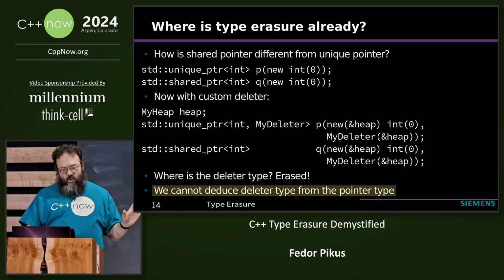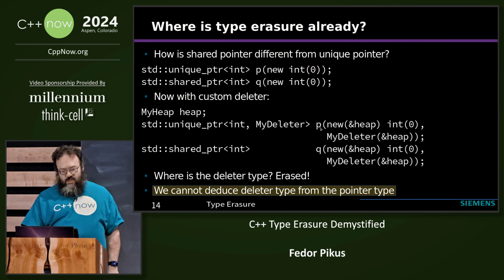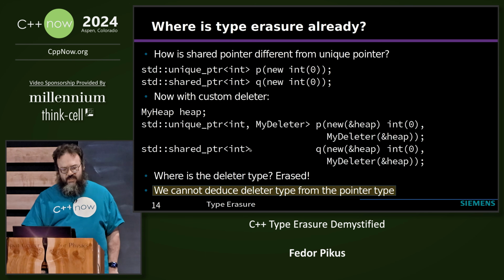Now let's look at the shared pointer and contrast it with unique pointer. If you don't specify any deleters, they look exactly the same. If you do specify a deleter, there is a big difference. The constructor actually looks exactly the same. You pass the deleter to both constructors. But in the unique pointer, the type of that deleter is the second template argument, whereas in the shared pointer, there is no mention of the deleter in the type.